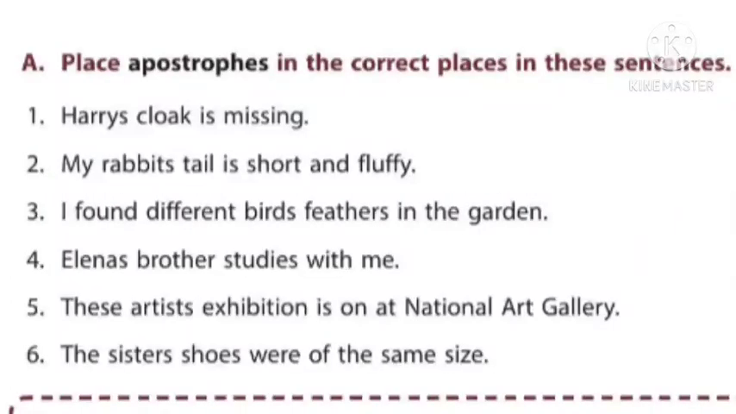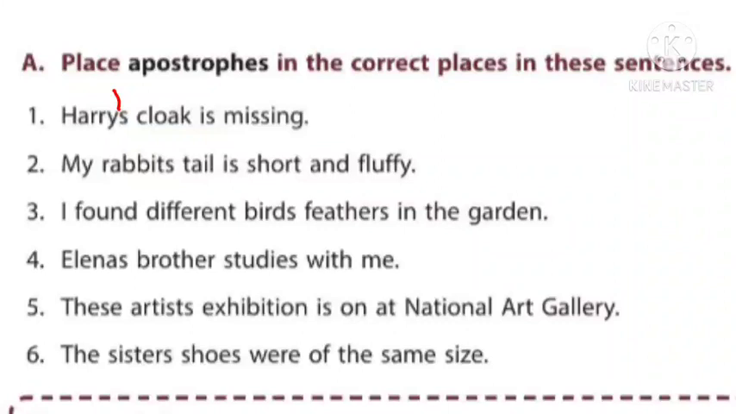In exercise A, we have to place apostrophes in the correct places in these sentences. The first one, Harry's clock is missing. Whose clock, children? It is Harry's clock. That clock belongs only to Harry. It doesn't belong to me. It doesn't belong to you. So where will we place the apostrophe, children? After the word Harry, we have to place the apostrophe above the letter Y. Okay? Above the letter Y, place the apostrophe.